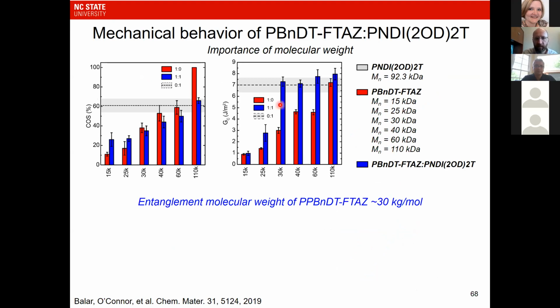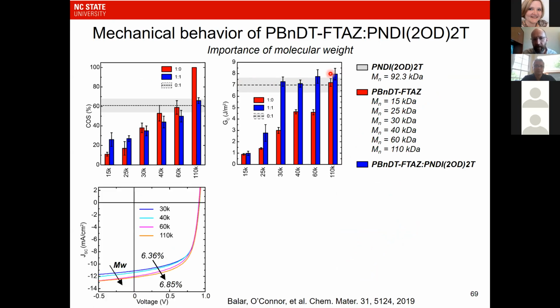And we see that once we're above a certain molecular weight shown here, the fracture energy of this blend, which is the blue line, jumps up to that 8 or 9, which is getting closer to what we want for mechanically stable devices. And beyond that, if we increase molecular weight, we'll also get a bump in the solar cell efficiency, which is another sort of benefit. So we want high molecular weight polymers.